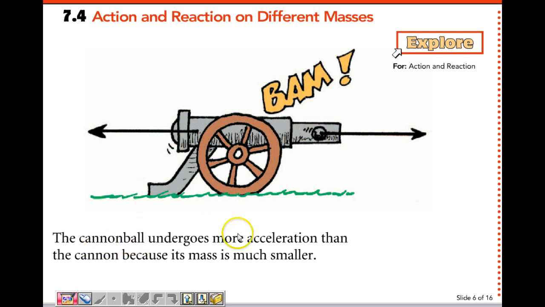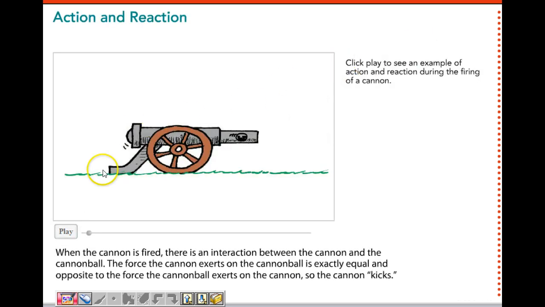So the cannonball undergoes much more acceleration than the cannon because its mass is smaller. If we take a look here in this animation, it says when the cannon is fired, there's an interaction between the cannon and the cannonball. The force the cannon exerts on the cannonball is equal and opposite to the force the cannonball exerts back on the cannon, so it kicks. And here's a picture of that. Play it one more time.